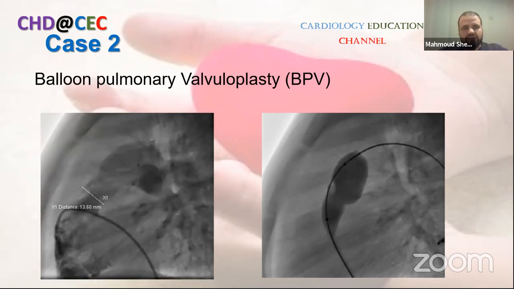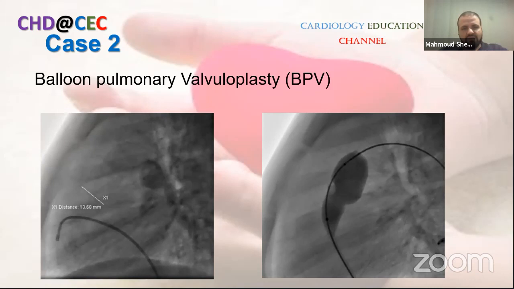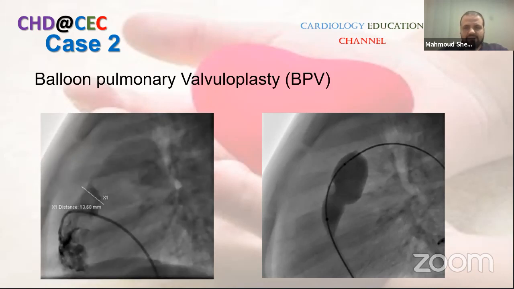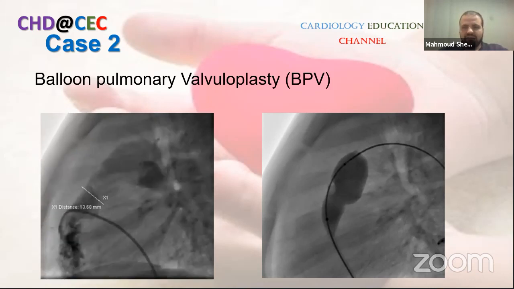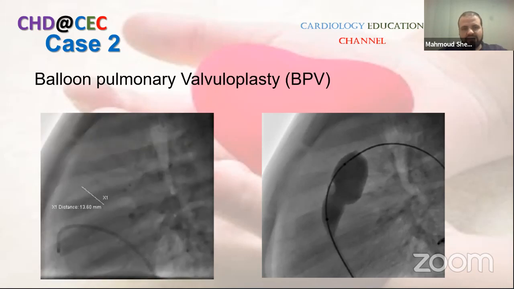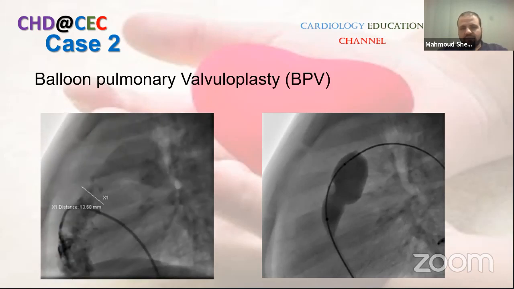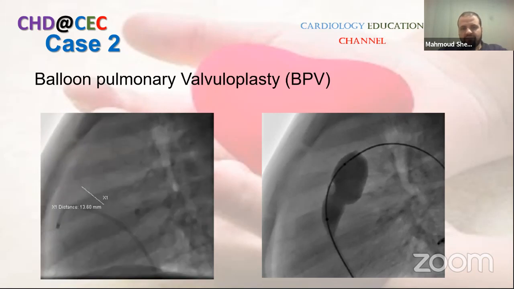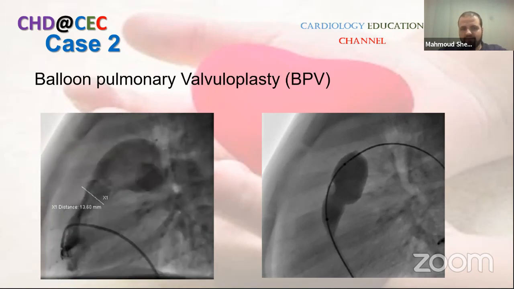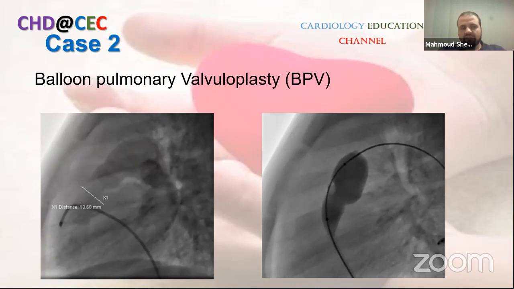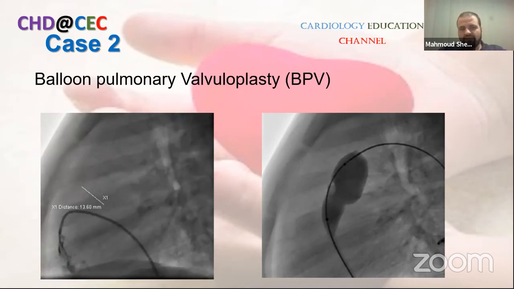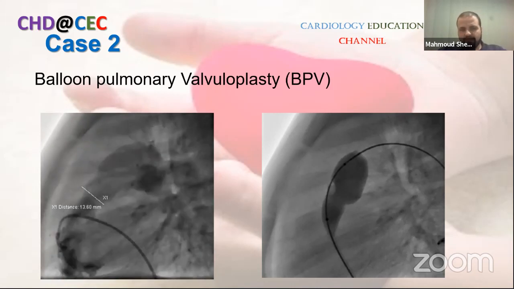Then after dilatation, you will go with the catheter across the wire to the distal branch pulmonary arteries, and you do a pullback pressure from the branch pulmonary to the MPA, and from the MPA to the infundibulum, and from the infundibulum to the RV, to get the gradient across the whole RVOT in a retrograde fashion.